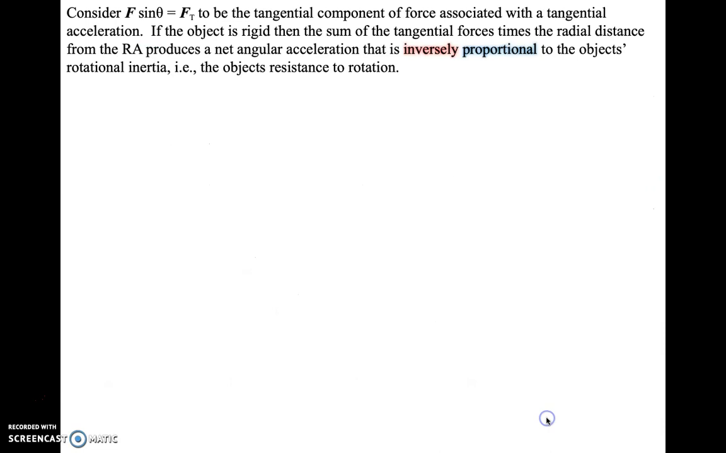Typically called the lever arm. All right, now imagine that the component of force that is tangent to the lever arm, we call it tangential acceleration. It causes tangential acceleration. So if the object is rigid, then the sum of the tangential forces times this radial distance from the rotational axis, which again I stated as being the lever arm, produces a net angular acceleration that's inversely proportional to the object's inertia, resistance to rotation. The greater the resistance to rotation, the lower the angular acceleration.